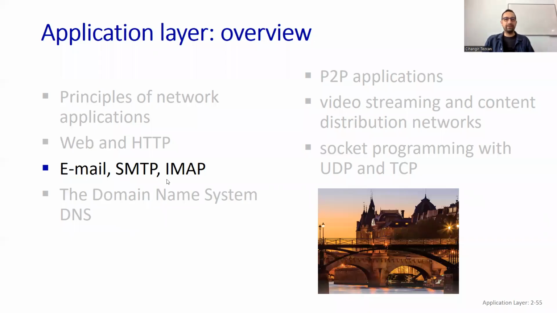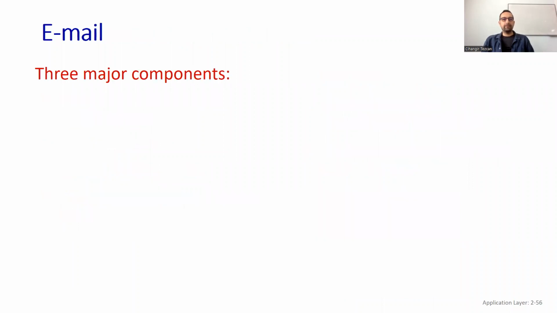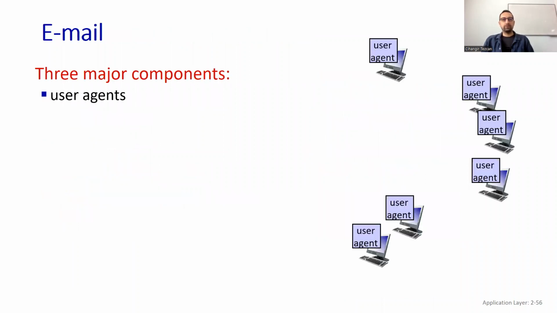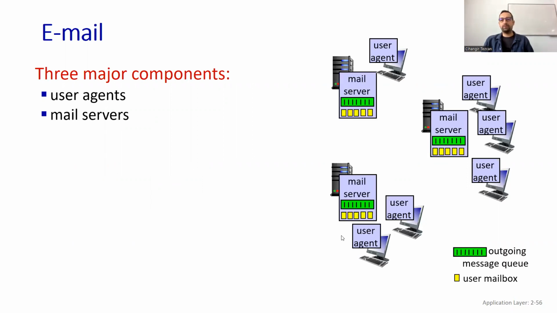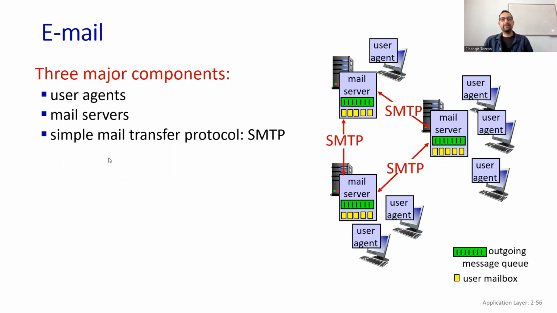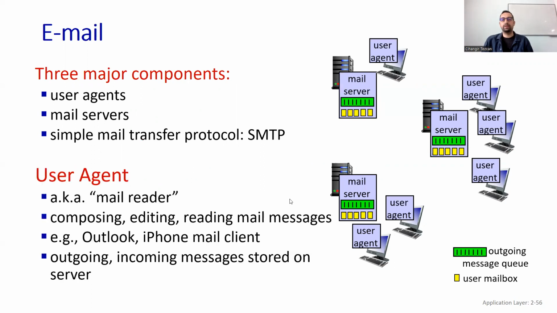All right, we continue with email. So we will talk about SMTP and IMAP protocols. Three major components of email are as follows: user agents, so we are the ones who want to check our emails; mail servers that we use to send and receive emails; and Simple Mail Transfer Protocol, SMTP. So mail servers communicate with each other using these protocols. So as an agent, you don't send the mail, you tell your mail server to send the mail, and they use SMTP to communicate with other mail servers.